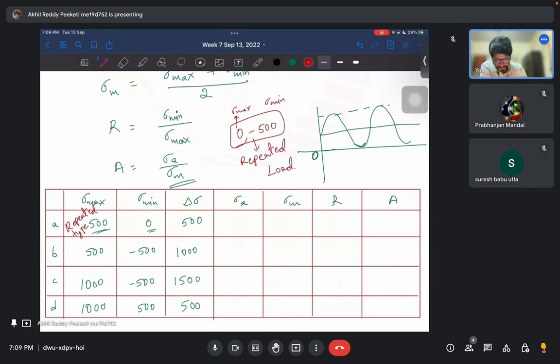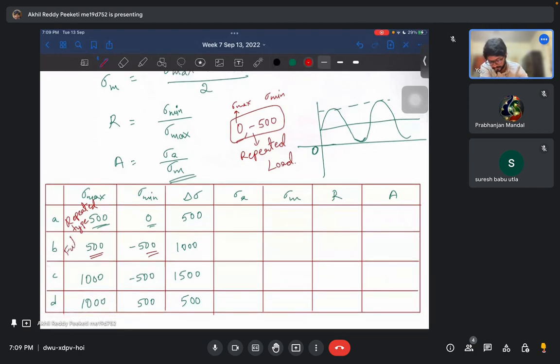Now the second one we have 500 to minus 500. This would have mean as 0. So that is a fully reversible cycle. These others would be fluctuating loads. They are not repeated and not fully reversed. So these are the other types.